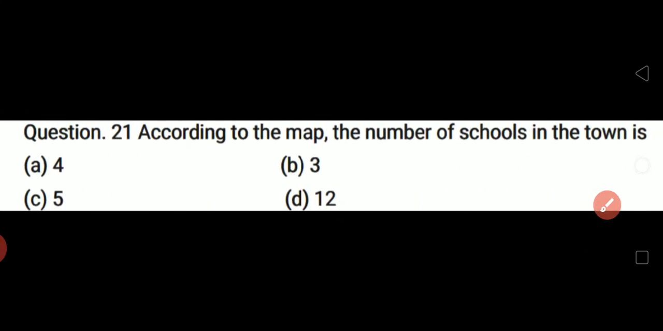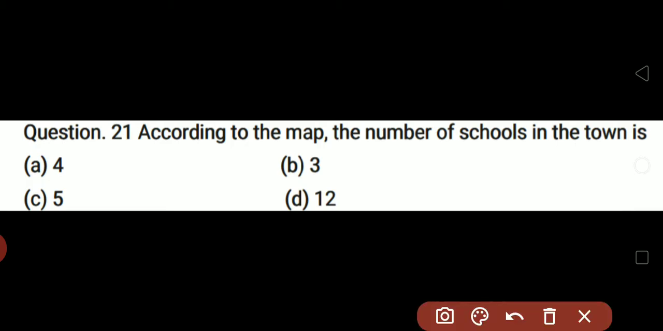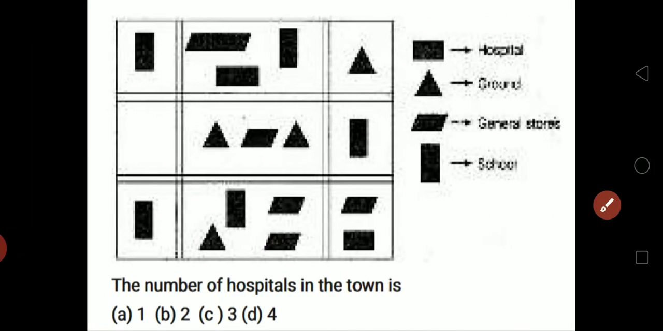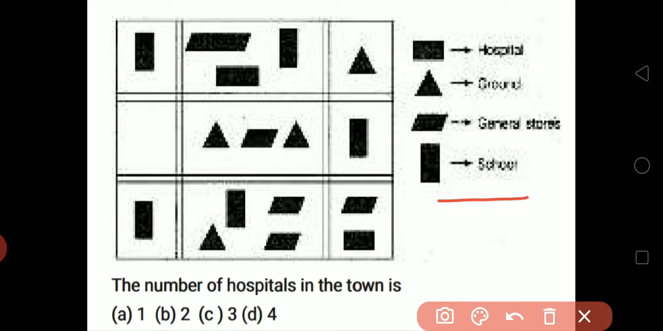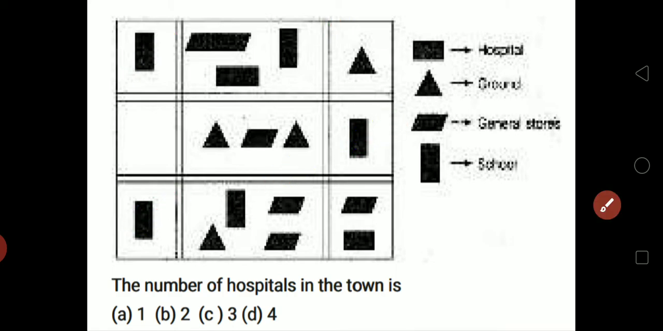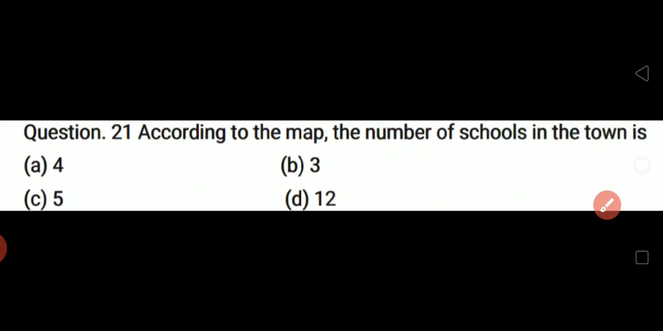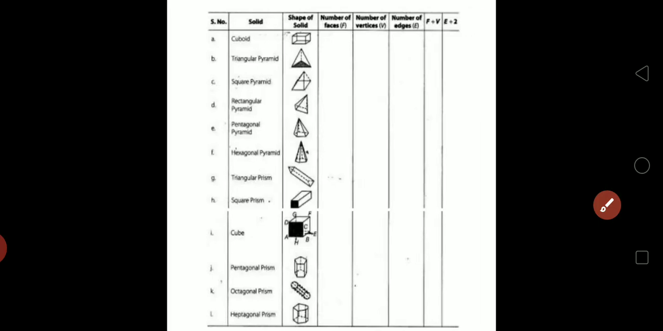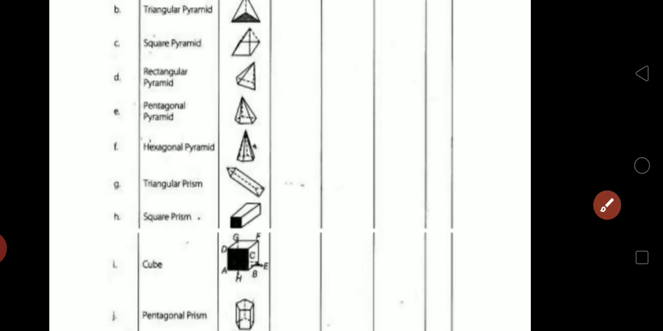So let us come to the next one. According to the map, the number of schools in the town. Okay, let us come to the previous one again. So you can see schools. This building shows school. 1, 2, 3, 4, 5. There are 5 schools. So you can easily give the answer. Come to the next question.